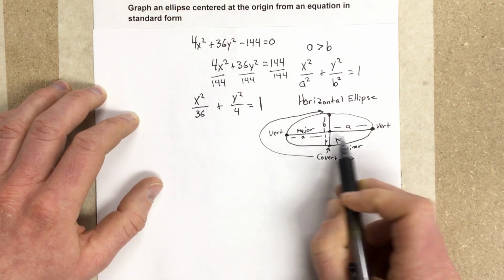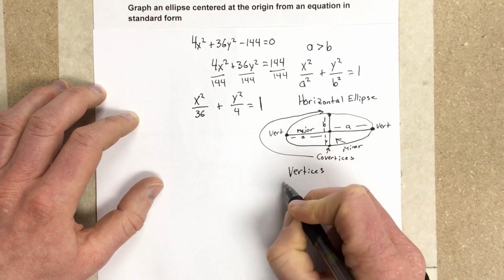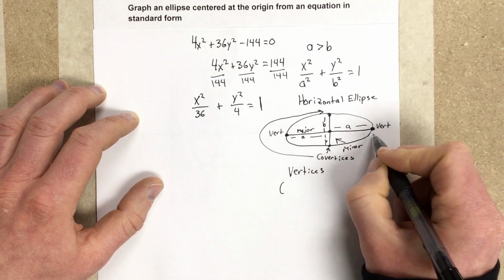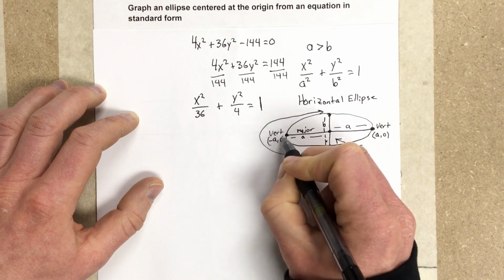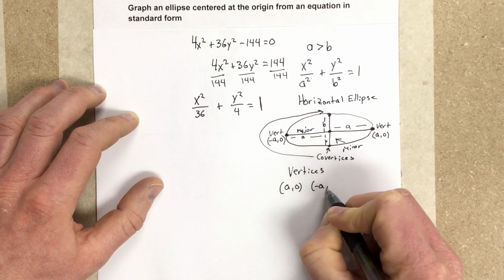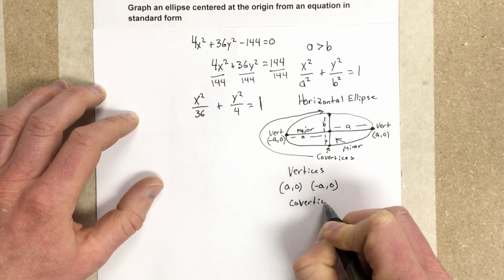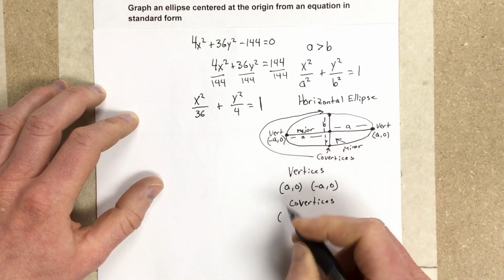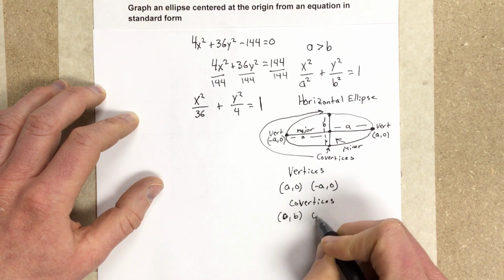So that tells us that to find our vertices here, we are going to have coordinates that would be A, comma 0. So this is A, comma 0 here. And this would be negative A, comma 0. So we have A, comma 0 and negative A, comma 0. And then for the co-vertices, we're actually going to have 0, comma B, and then 0, comma negative B.